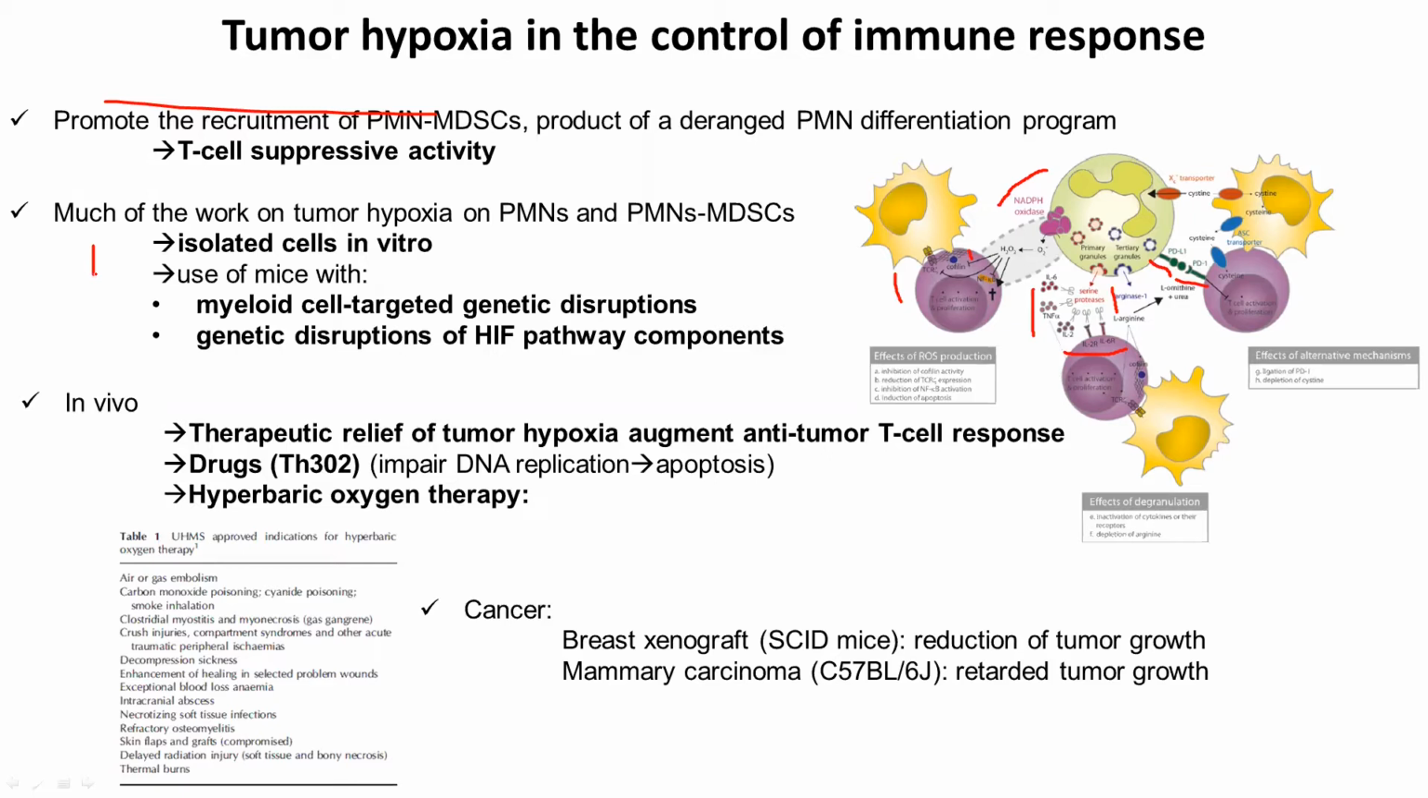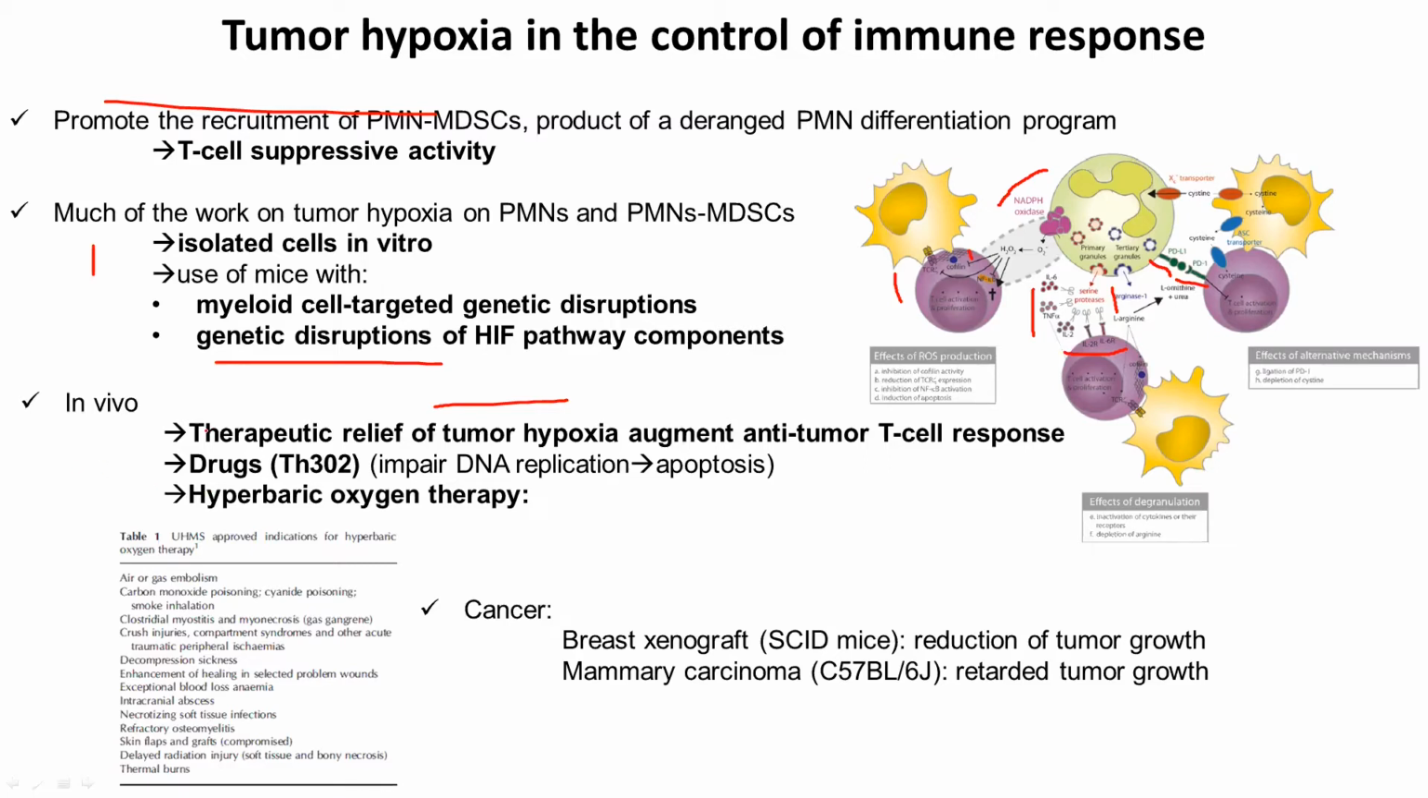To date, much of the work on tumor hypoxia on PMN and PMN MDSCs has been performed on isolated cells in vitro or through the use of mice with myeloid cell-targeted genetic disruption or genetic disruption of HIF pathway components. In vivo, aside from the use of antisense oligonucleotides or drugs targeting the HIF signaling pathway, the therapeutic relief of tumor hypoxia has been shown to foster the anti-tumor T-cell response. However, in that case, the exact role of PMN MDSCs was not clearly assessed.